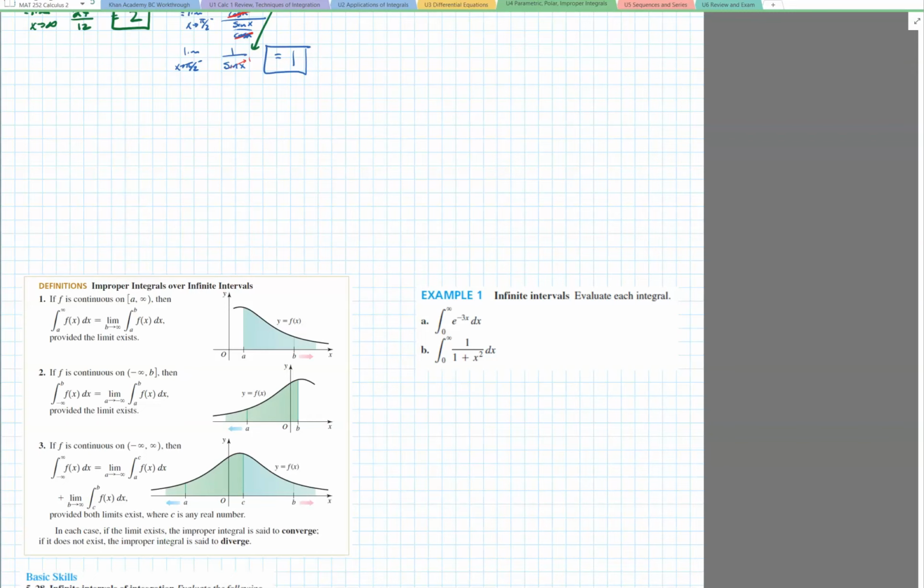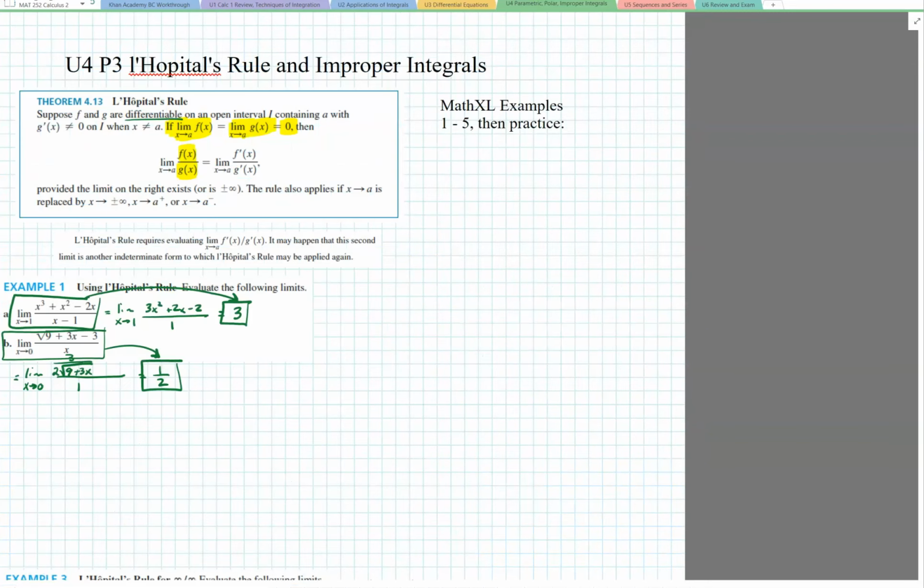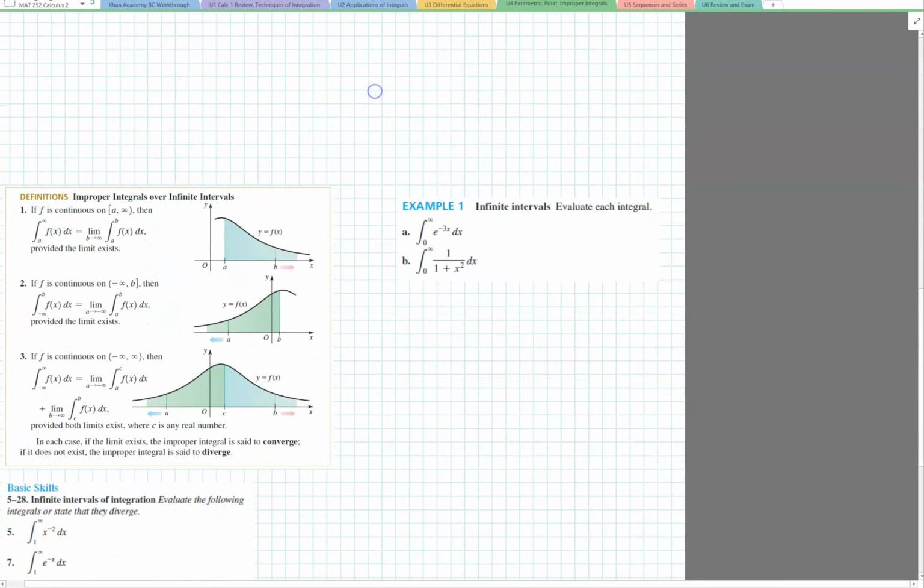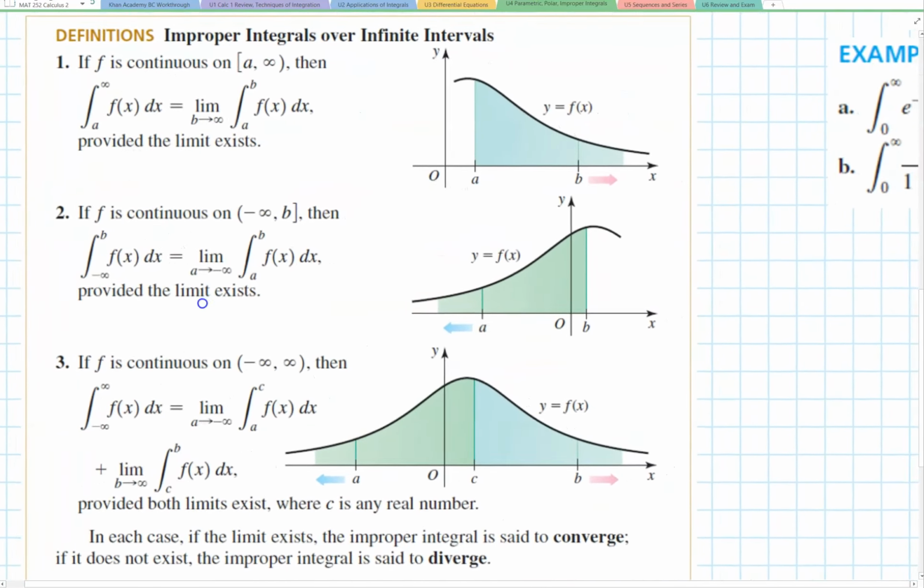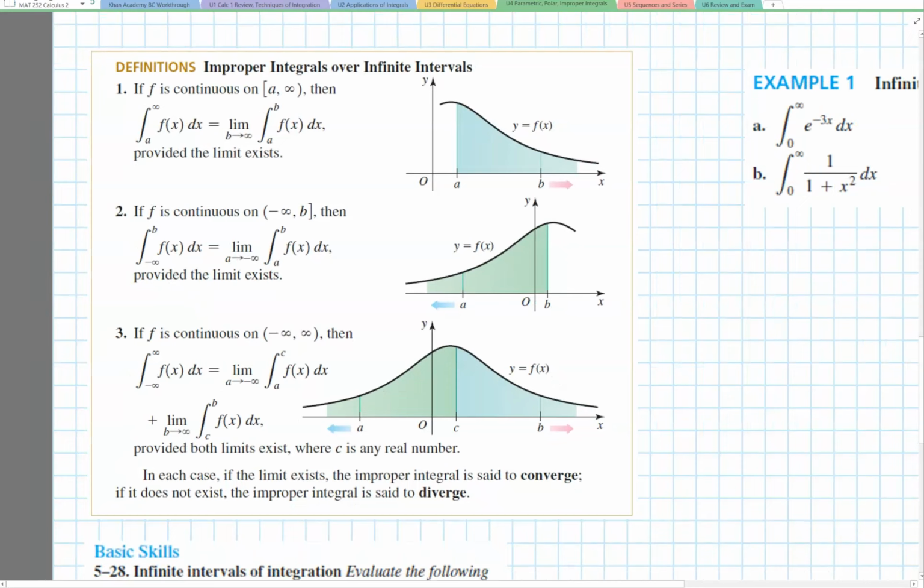Okay, in this video we're going to pick up where we left off from our discussion prior. We've already looked at L'Hopital's rule, and now we're going to spend a little bit of time talking about what we call improper integrals. Now, an improper integral is an integral that is trying to be computed on a graph that never quite reaches zero, for example.